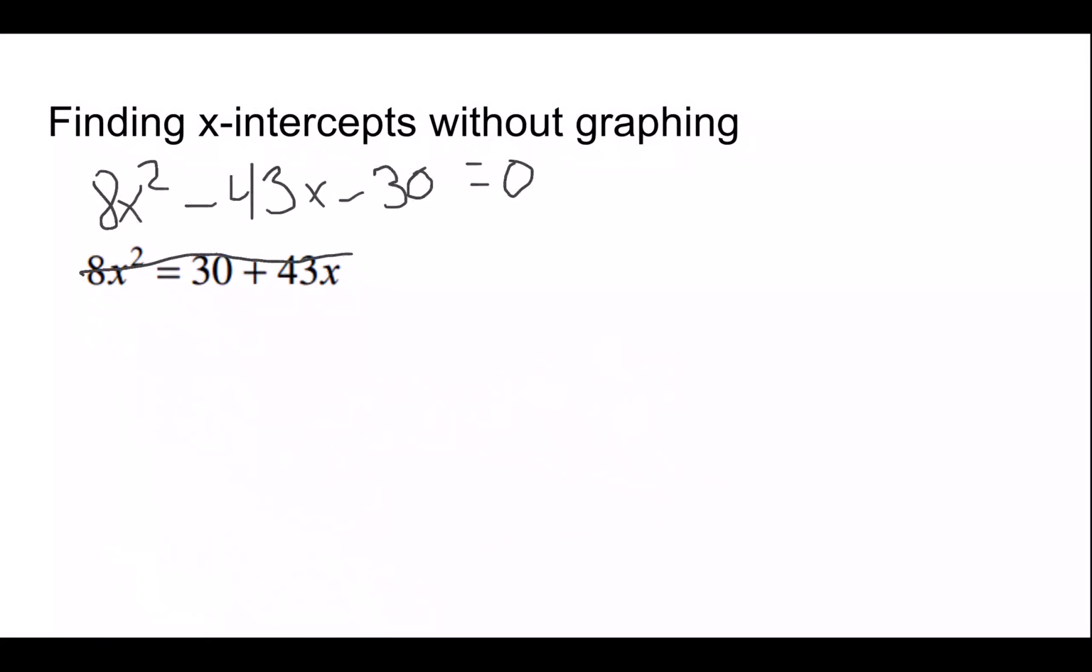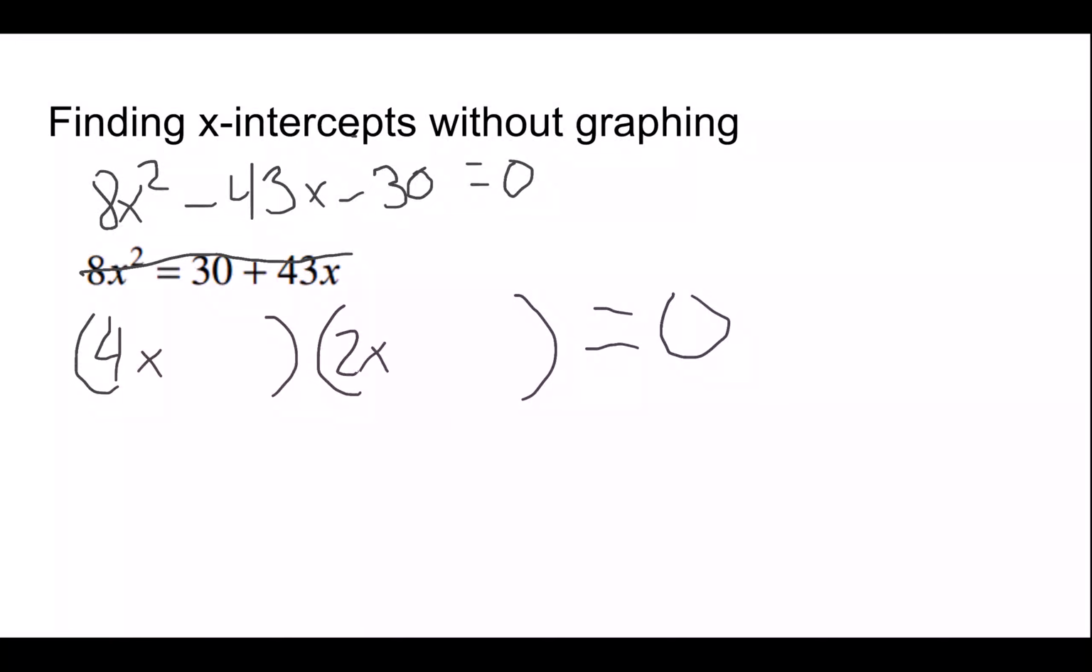So I've just written it above it. And now I'm going to think of the factors. I'm going to think about what multiplies together to give me 8, and what multiplies together to give me negative 30, that will end up equaling 43 when we're all said and done. The two things I'm going to try with 8 are 4 and 2. Not sure if they'll work, but we'll see. And the two things I'm going to try with 30 are positive 5 and negative 6, and just see. So again, let's multiply things out.